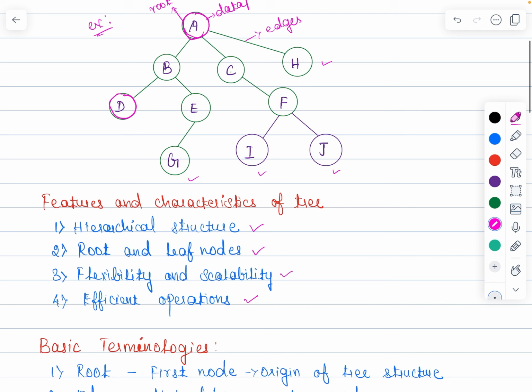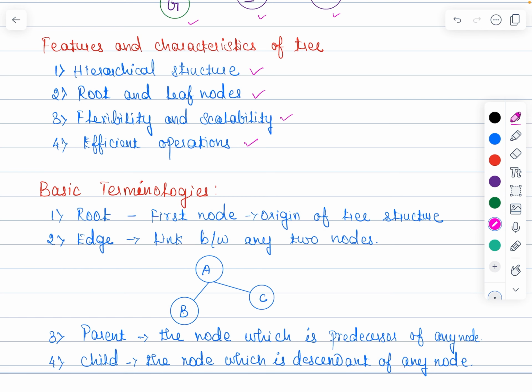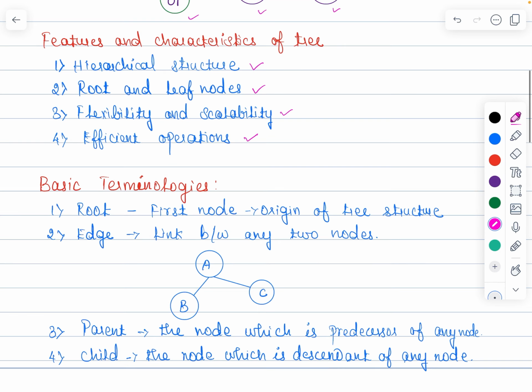So when it comes to searching or any other operation you want to perform, since we have a connection between each and every node, it is very easy to navigate from one node to any other node in a tree structure. And these are the features and characteristics of a tree. The next topic is the basic terminologies. I am going to discuss the basic terminologies we use in a tree structure.